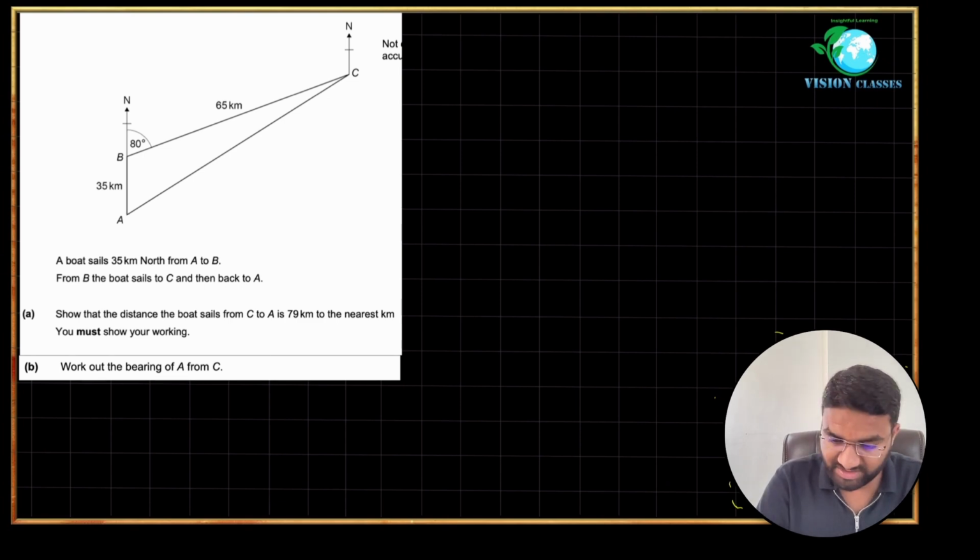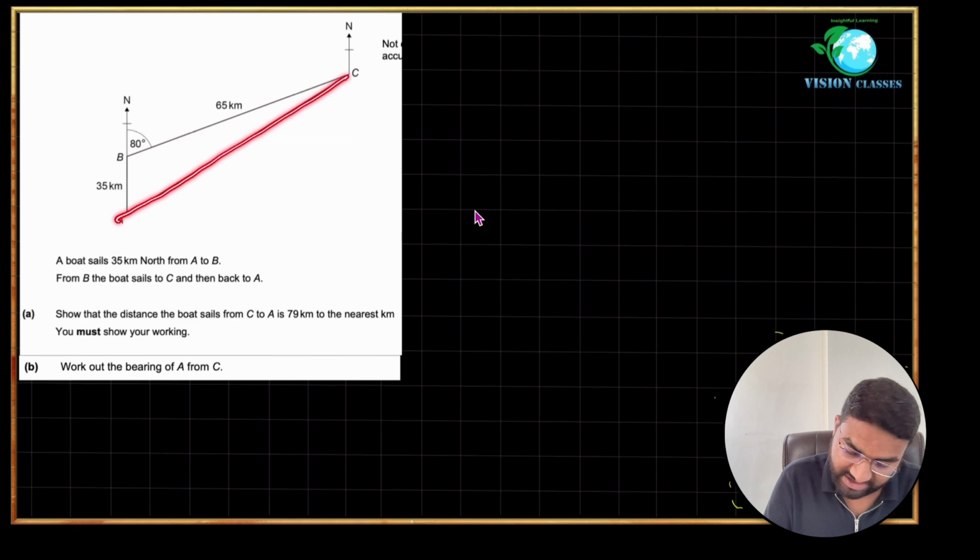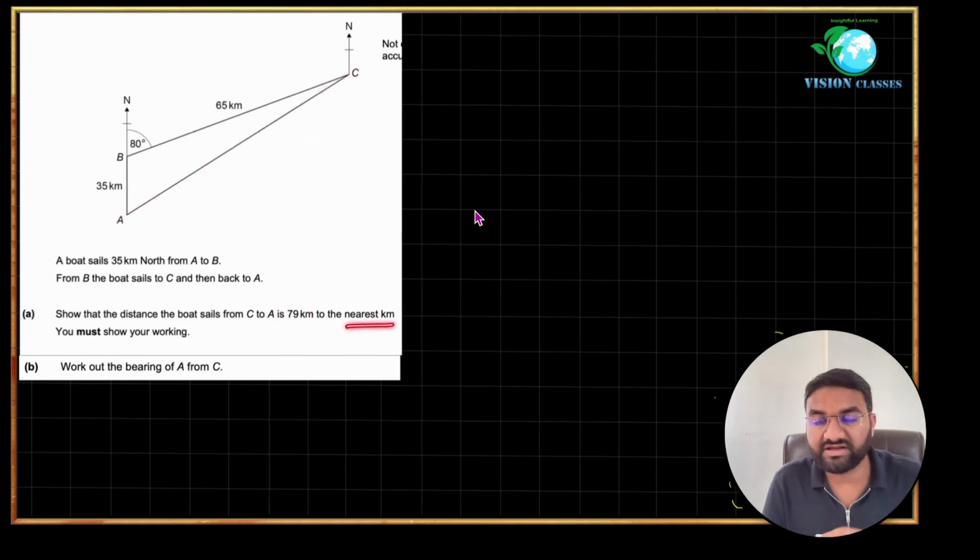Fine. So here we have a boat that sails 35 kilometers north from A to B. Then from B the boat sails to C, then back to A, like this. Show that the distance of the boat from C to A is 79 kilometers to the nearest kilometer.